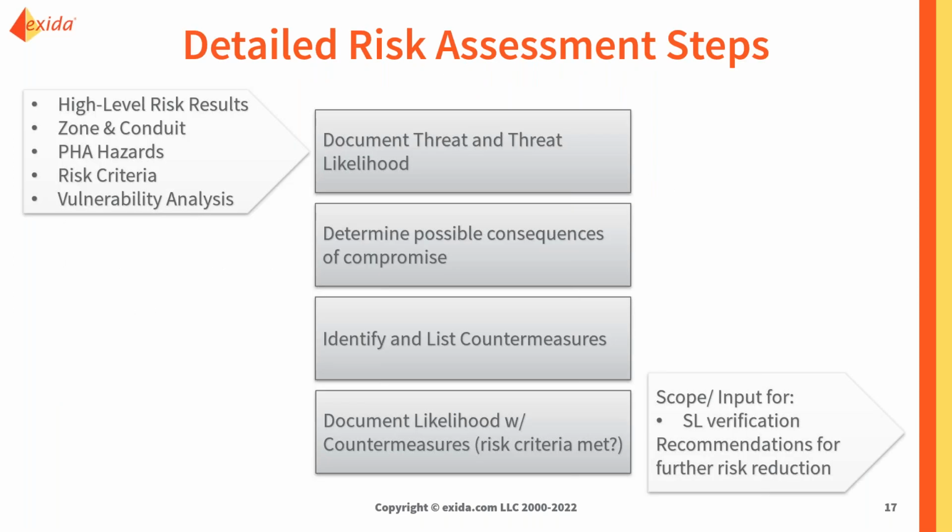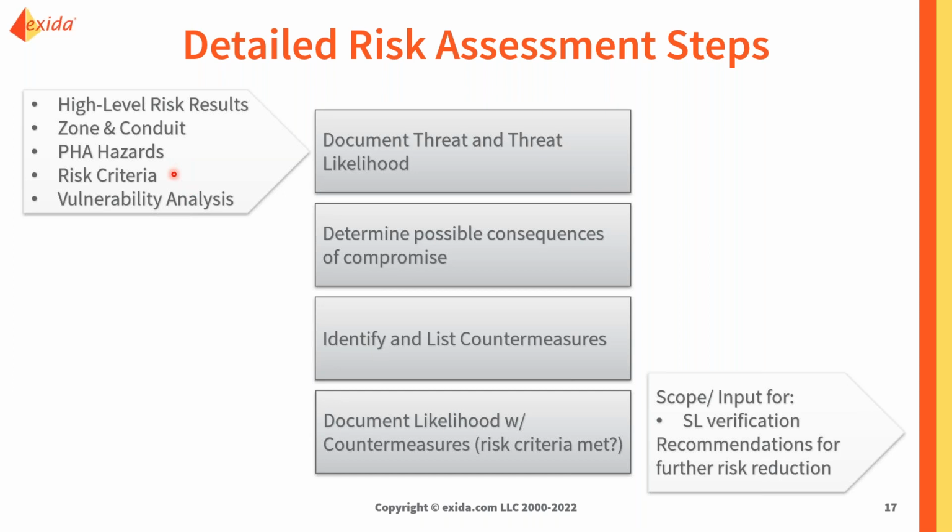If we look at our detailed risk assessment, we have quite a few pieces that we need going into it. We want the results of our high-level risk assessment: what are the critical assets we need to focus on? A zone and conduit diagram, so our network architecture with our planned firewalls showing the segmentation between different zones. Our process hazard analysis input: what are the physical hazards for safety, environmental, or equipment damage that attackers could cause? Having that HAZOP done ahead of time, or at least having access to those HAZOP consequences, is an important step.